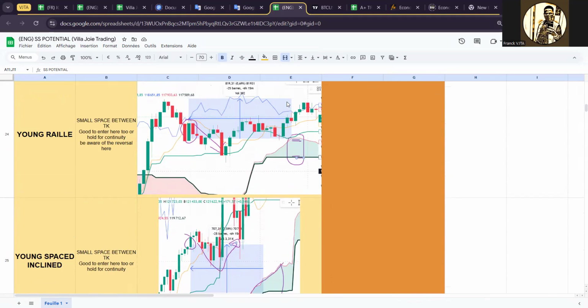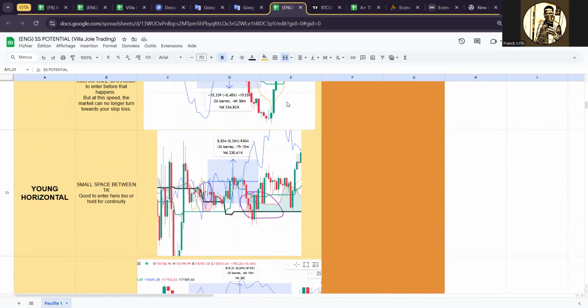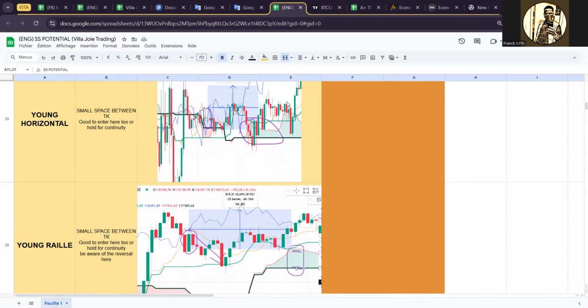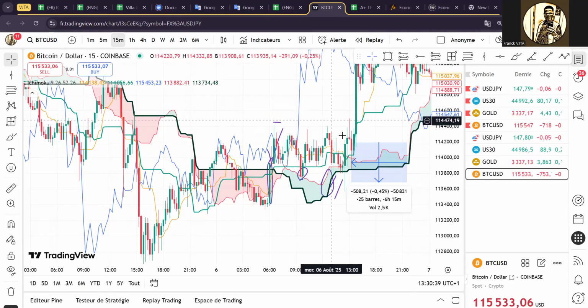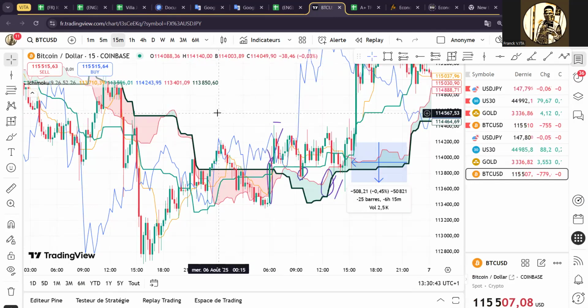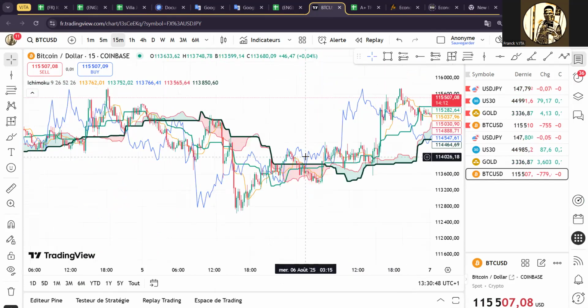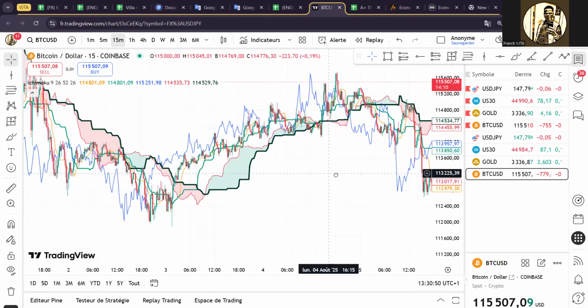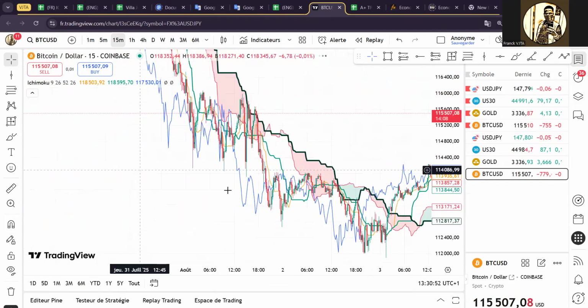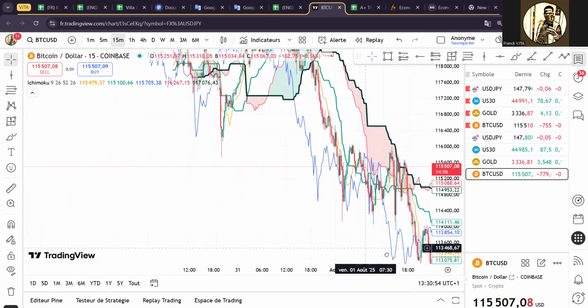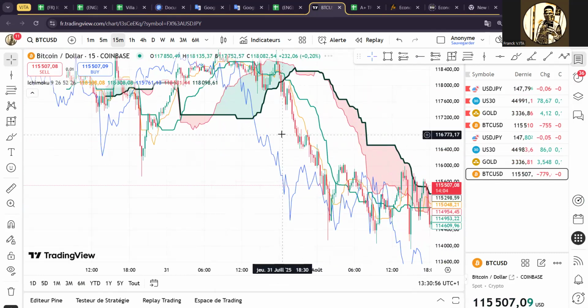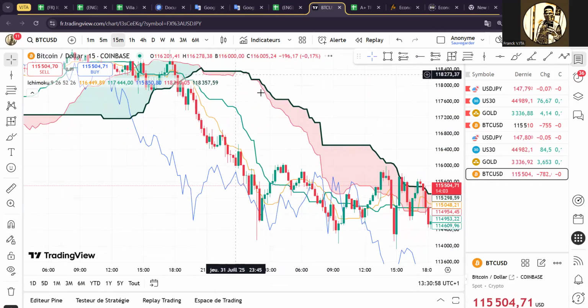So now you have the young horizontal, the young rail, which can also be confused with a skinny rail. But let's try to find one that speaks to us a little bit better. This one is a skinny.